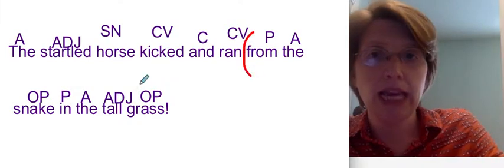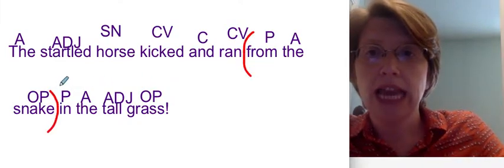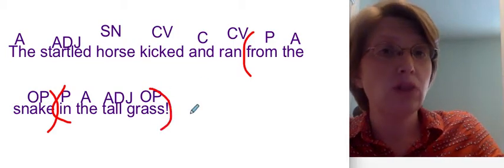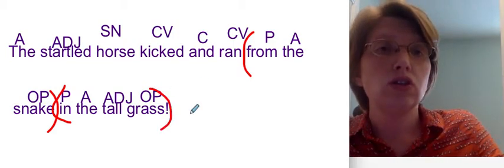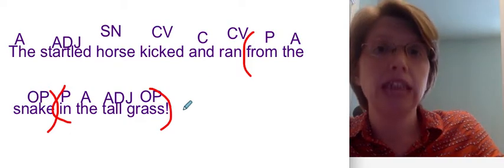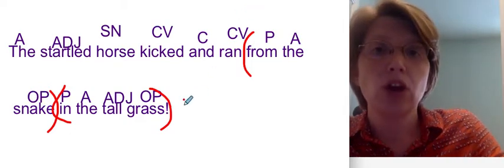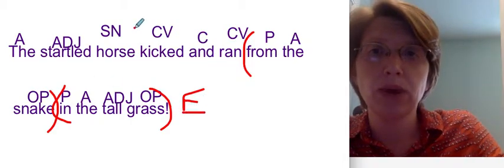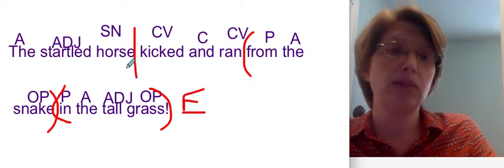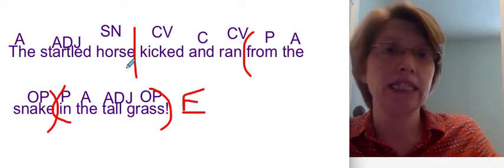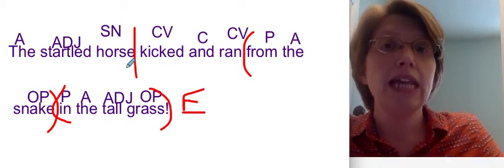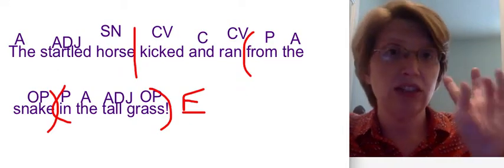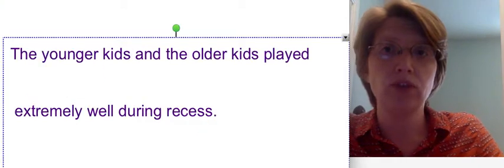From the snake, prepositional phrase. In the tall grass, prepositional phrase. Exclamation mark, strong feeling, exclamatory sentence. Go back to the verb, separate the complete subject from the complete predicate. Is there an adverb exception? No. Is the sentence in natural or inverted order? Natural, no change. Okay, did you get it? Two verbs, so we've got a compound verb this time.